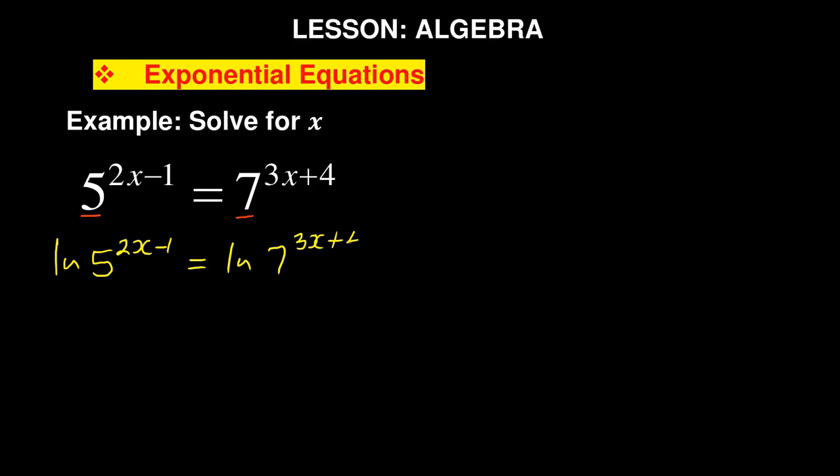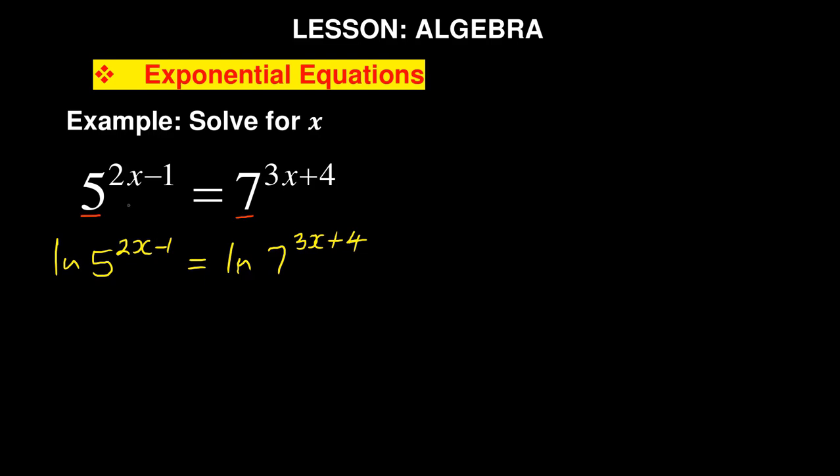plus 4. And by the way, in as much as I say you can introduce ln, some people want to work with logs. You can also introduce logs to say log 5 to the power 2x minus 1 is equal to log 7 to the power 3x plus 4. Whatever way you choose, it will always be the same answer.